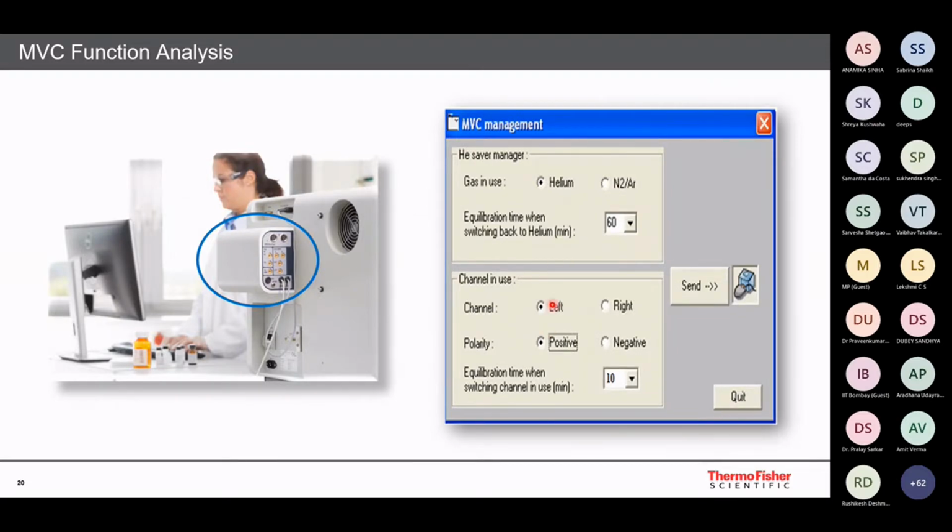If you see here for CHNS analysis, we have to set the left channel, meaning the CHNS channel, and the polarity of that CHNS is positive. For the right-hand side channel, we have given the negative. We only have to switch over and just click on send. So automatically it switches over. There is no requirement to change over manually.